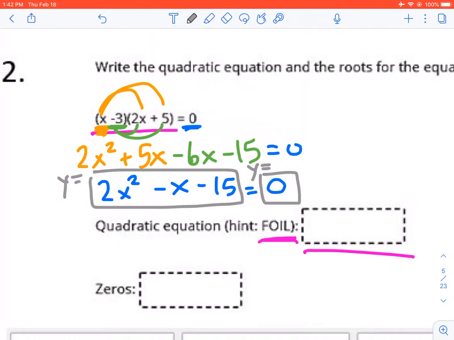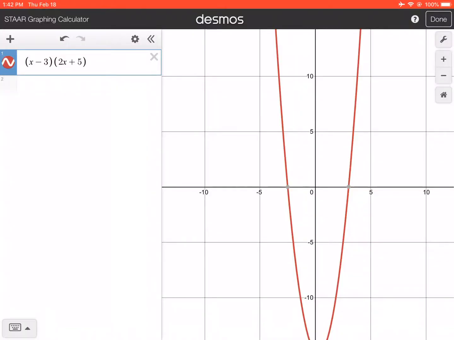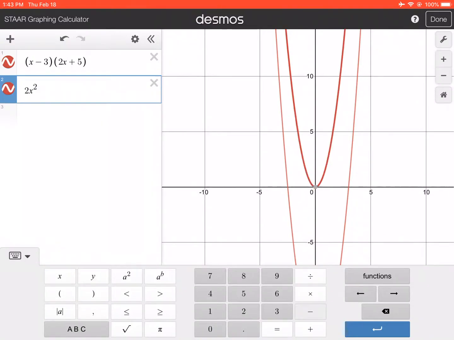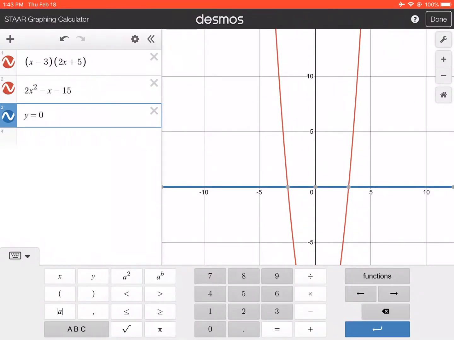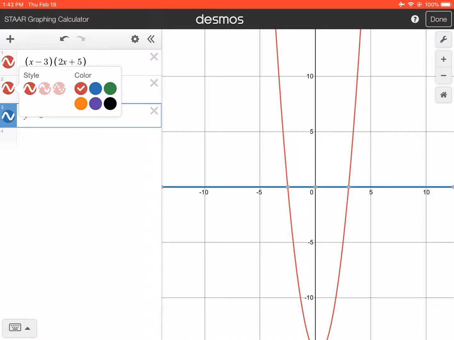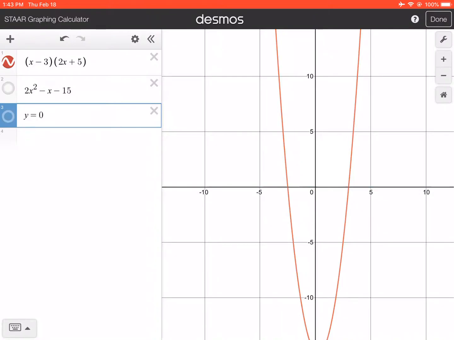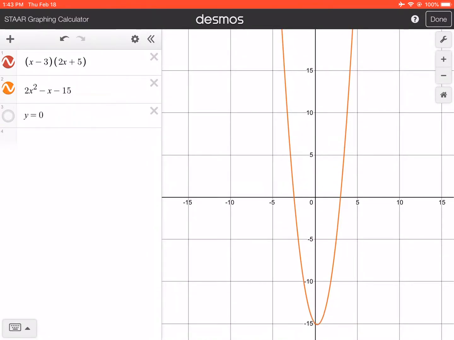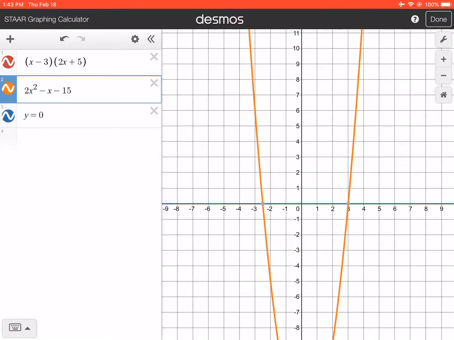Alright, 2x squared minus x minus 15. Here we go. 2x squared minus x minus 15. And then we're going to say y equals 0. And I want to change that to be a different color so we can see everything being a different color. Alright, so the first thing is, this is the question that it gave me. And to see if I did my multiplying binomials correct, my FOILing correct, the orange covers up that red, so that means that they are equal. And then to see where it equals 0, we now have this blue line.